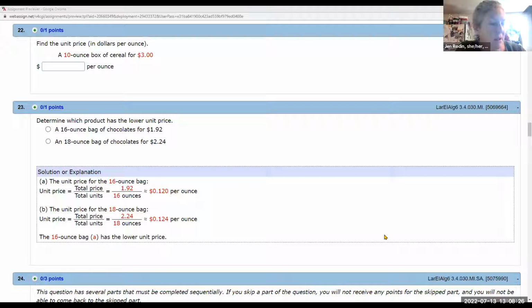So we put the cost on, always goes on the top, and 10 ounces on the bottom, and then reduce that. So we would divide $3 divided by 10. That's all.